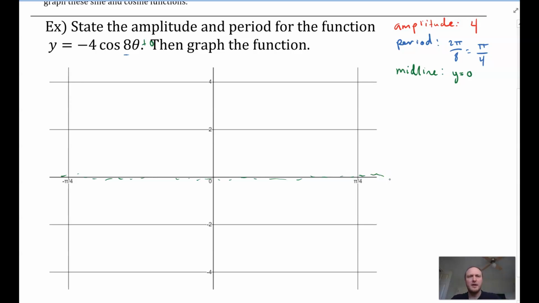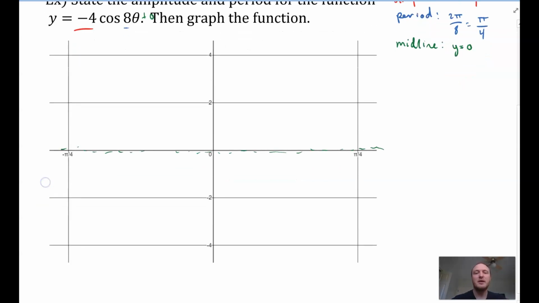Okay, and then I need my starting point. It's a cosine function, so I know I'm going to start at a maximum or a minimum. Since my a value is negative, I'm going to start at a minimum. So I'm going to start down here at -4. And then where's my ending point?